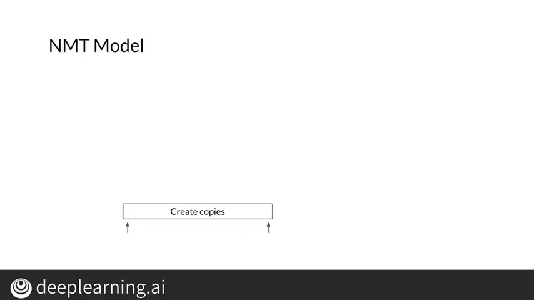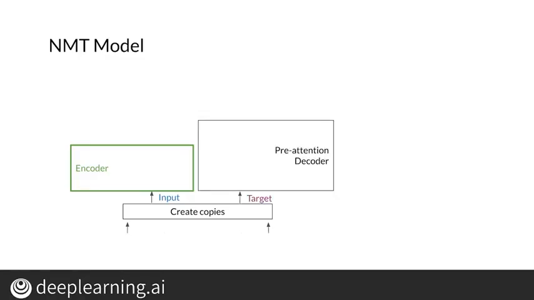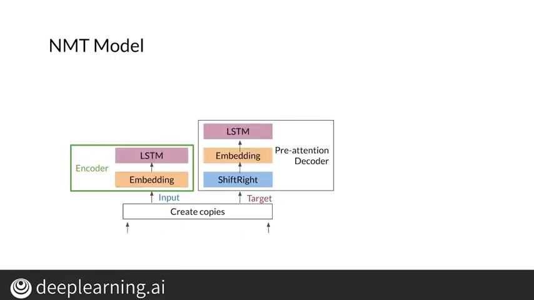The initial step is to make two copies of the input tokens and the target tokens because you'll need them in different places of the model. One copy of the input tokens is fed into the encoder, which is used to transform them into the key and value vectors, while a copy of the target tokens goes into the pre-attention decoder. Note that the computations done in the encoder and pre-attention decoder could be done in parallel since they don't depend on each other. Within the pre-attention decoder, you shift each sequence to the right and add a start of sentence token. In the encoder and pre-attention decoder, the inputs and targets go through an embedding layer before going through LSTMs.